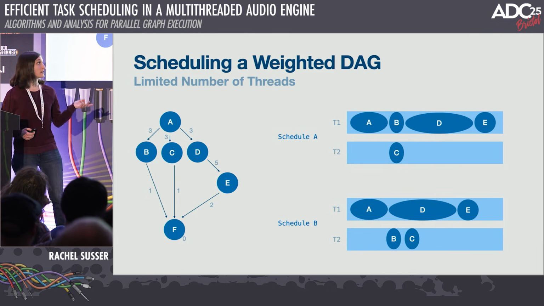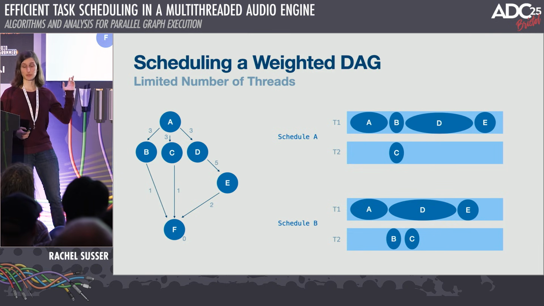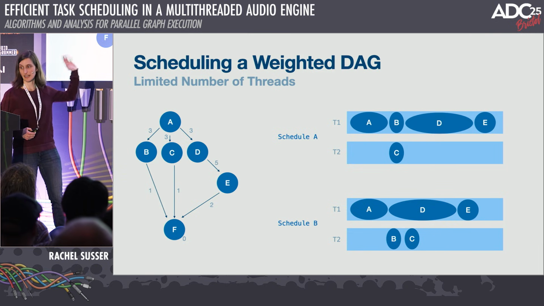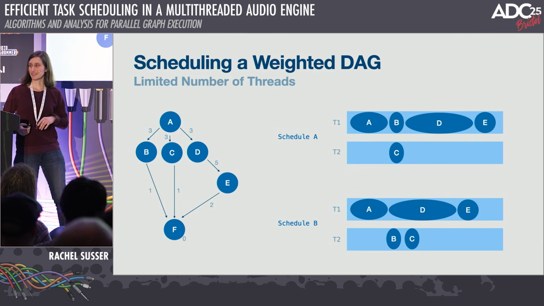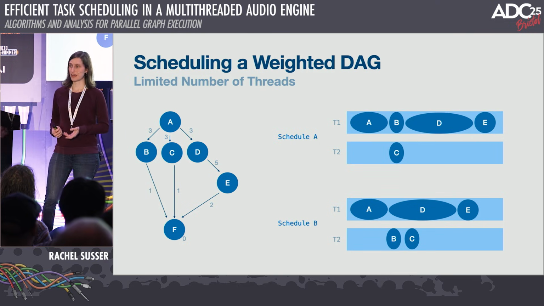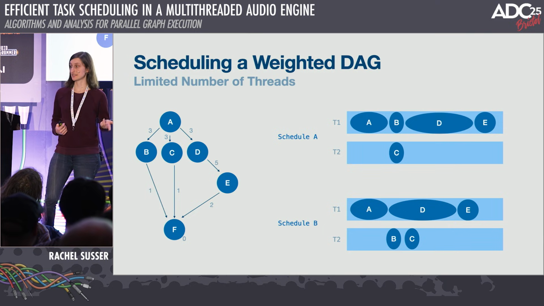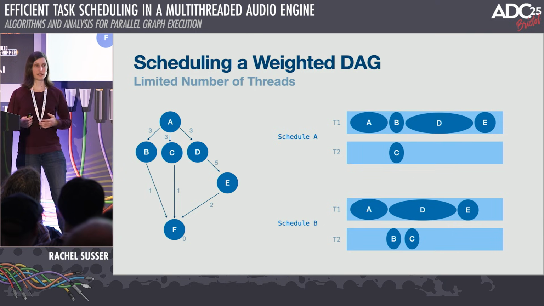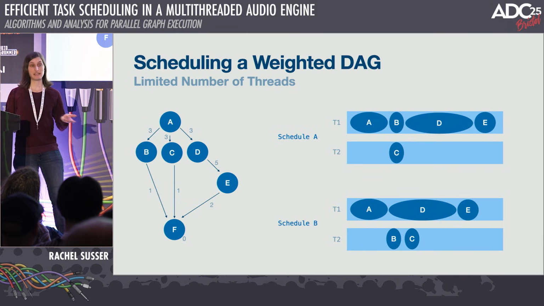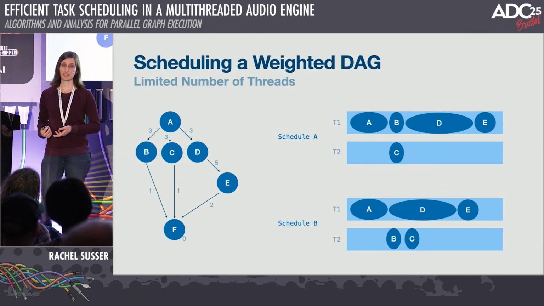So here are 2 different possible schedules for this graph, Schedule A and Schedule B. Schedule B finishes executing the graph faster than Schedule A because it prioritizes task D, which is a longer running task, rather than starting with B and C. And because of that choice, both B and C can run on the second thread while D is still executing on the first.